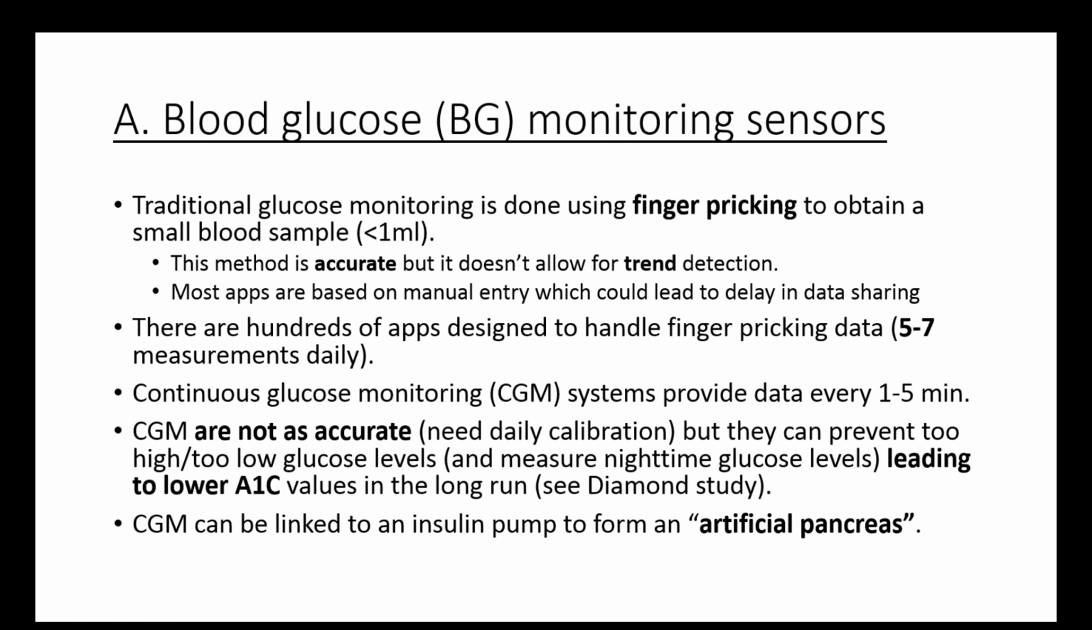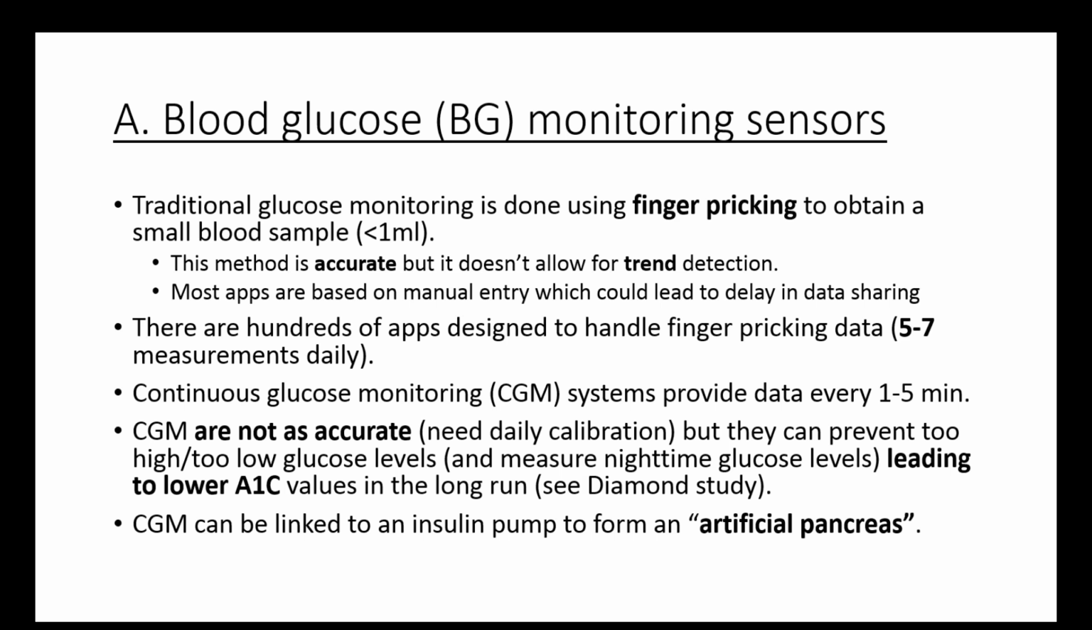Whereas with continuous glucose monitoring, CGM, you can get data every 1 to 5 minutes. However, it's not as accurate because you don't go into the blood. Most CGMs measure interstitial fluid. But you can actually see a trend, and you say, hey, if you do this, in half an hour you will run low. And in the long run, CGM actually leads to lower A1C values. There was a study published on this.